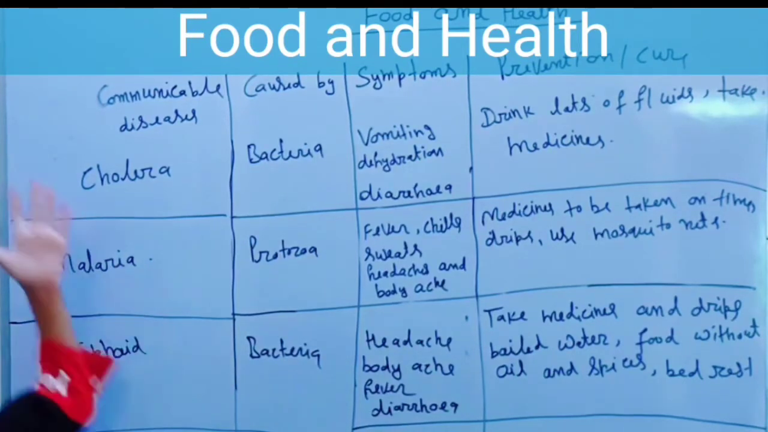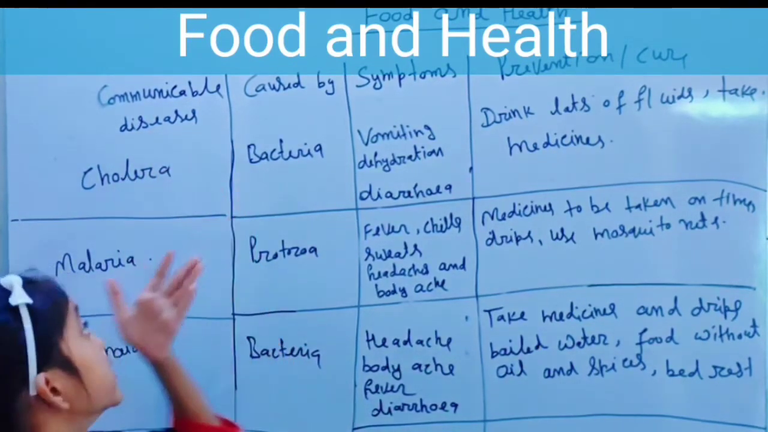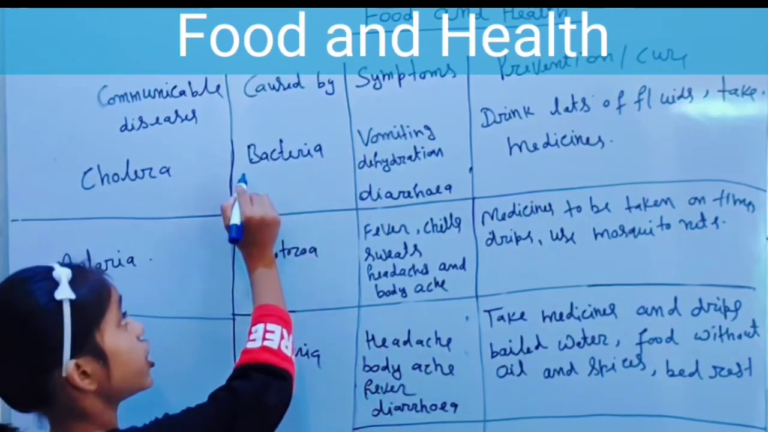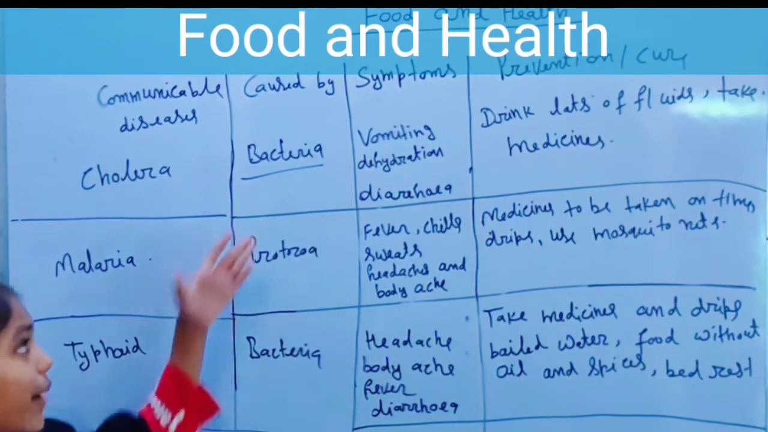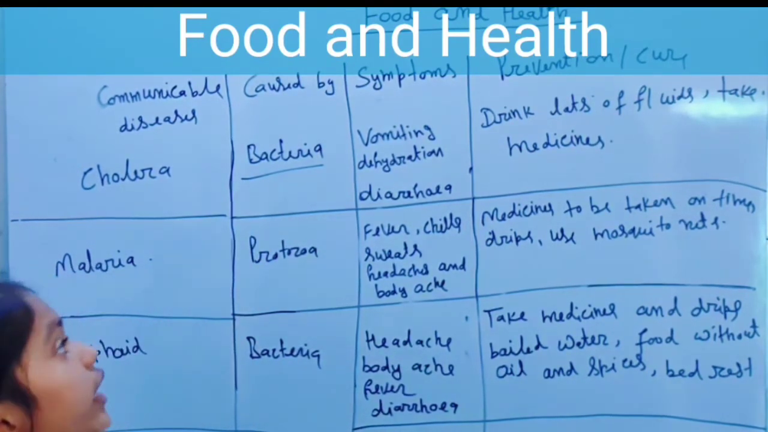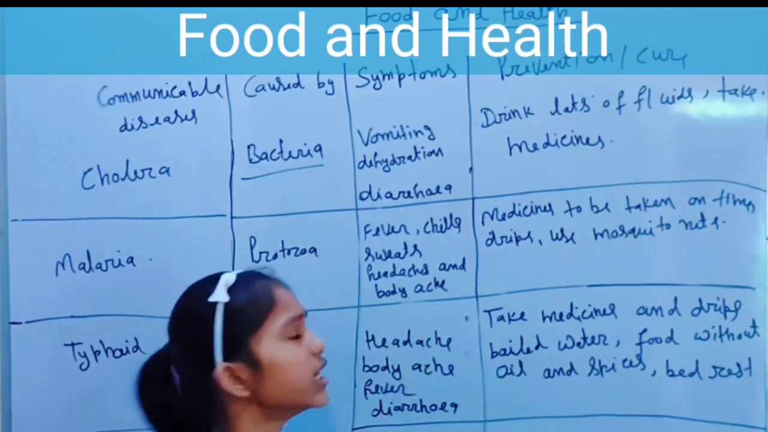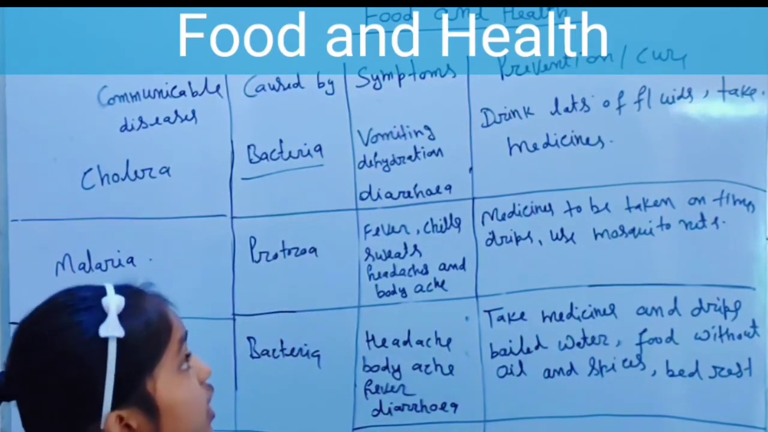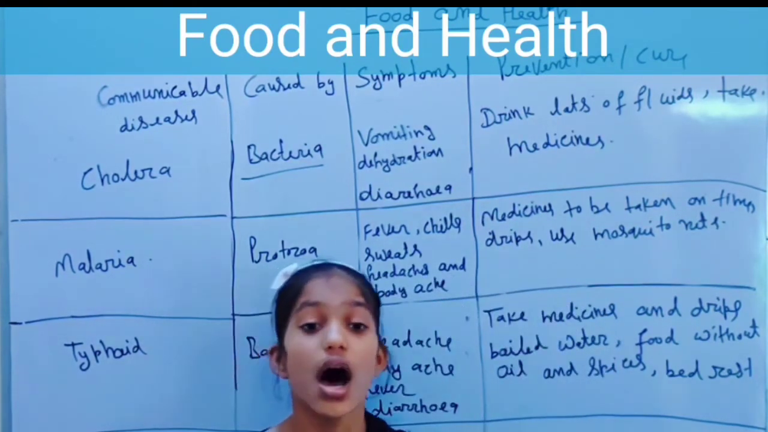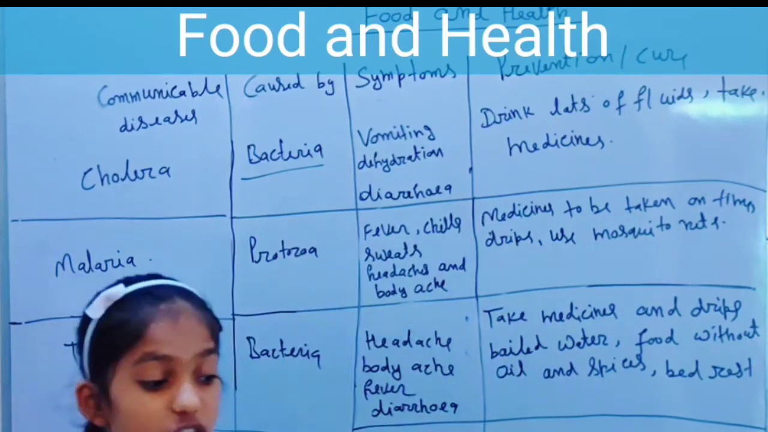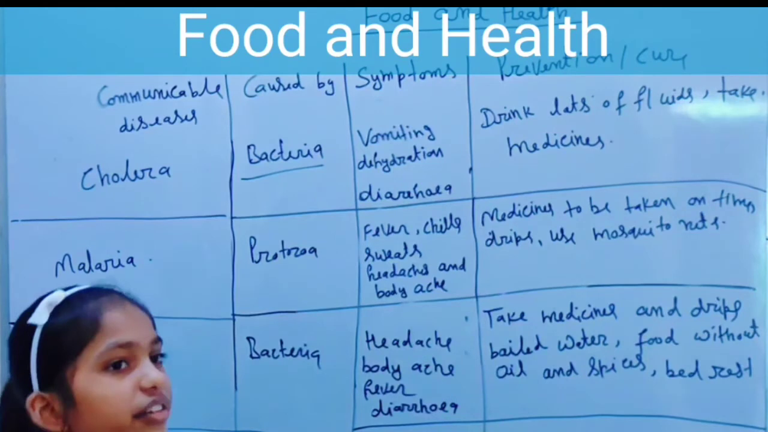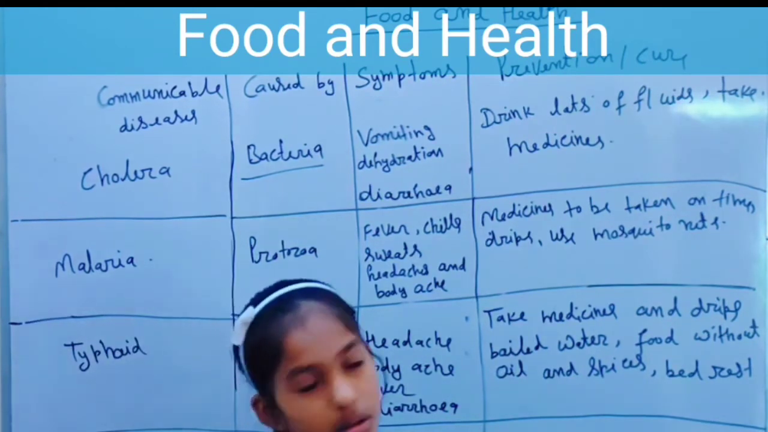Now here are the next 3 diseases of communicable disease. First is corona, which is caused by a bacteria, and you know the bacteria is harmful to our body. The symptoms are vomiting and death, which means you will not feel well, you cannot go out, and you have to take bed rest for 1 to 2 months.